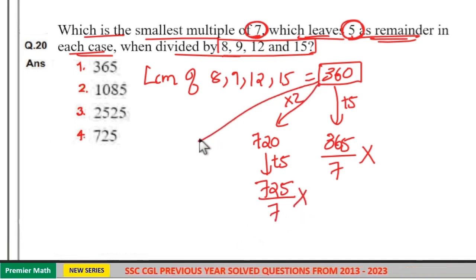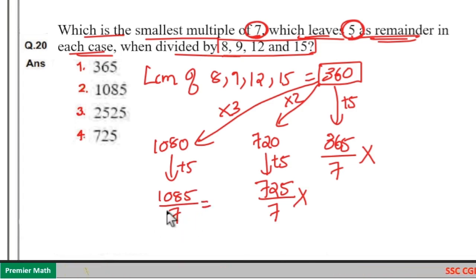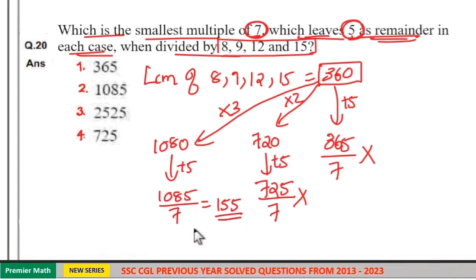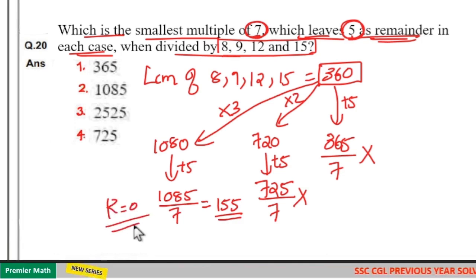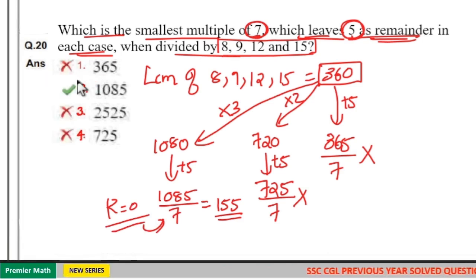Now again take 360 and multiply it with 3. Now 360 into 3 is 1080 and add 5 to it, which is 1085. Now check whether this number is divisible by 7. Now you can see 7 goes 1 time in 10, remaining 3. 7 goes 5 times in 35. That is, here remainder is 0. Which means this is our answer. Option 2 is your answer. That is, 1085 is a multiple of 7 and leaves 5 as remainder when divided by 8, 9, 12 and 15.